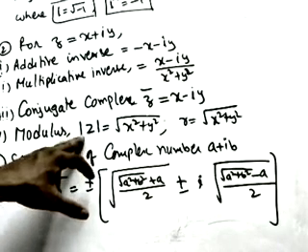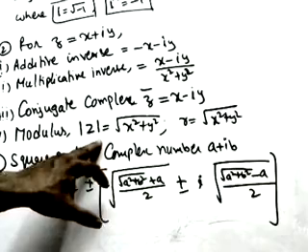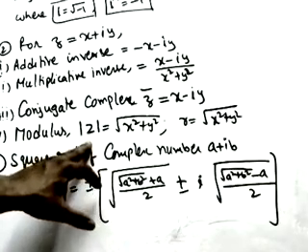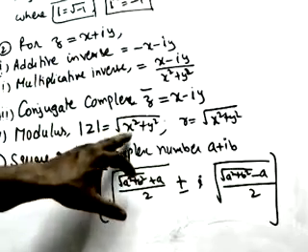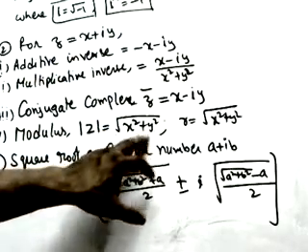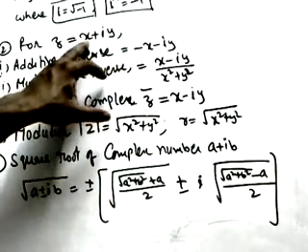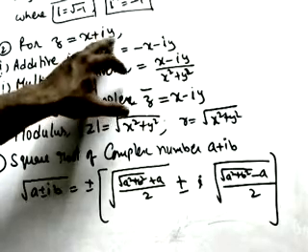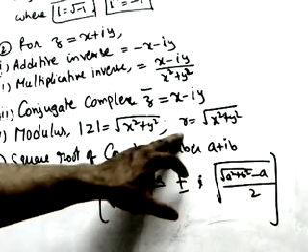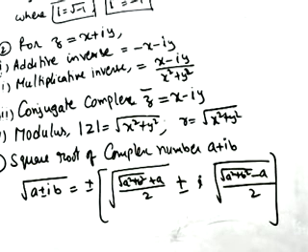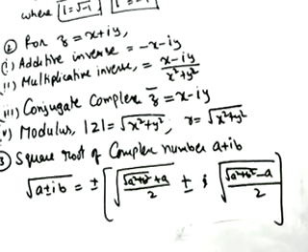Now modulus means its magnitude. It is denoted by mod z, and mod z means modulus. Its value will be under root of x square plus y square. It is real square plus imaginary square. We don't take i, just x square plus the imaginary part y square. Sometimes we denote this mod z by r also. So r is also written as under root of x square plus y square.